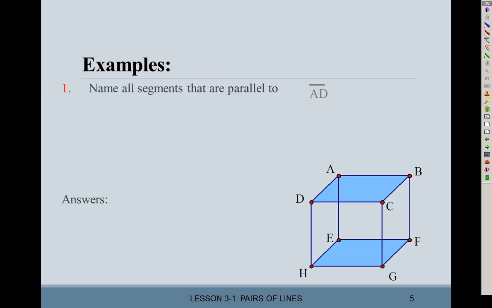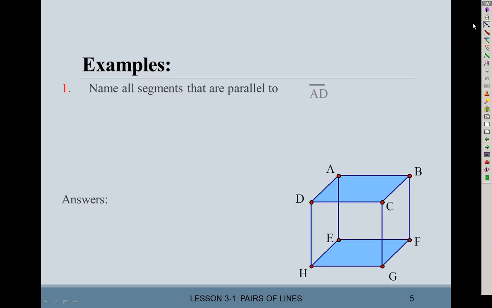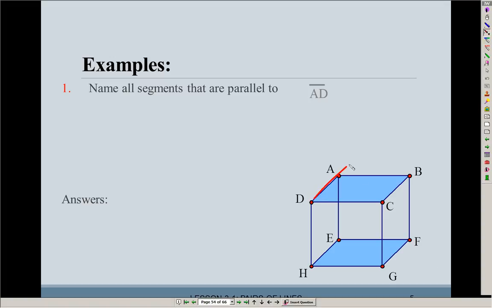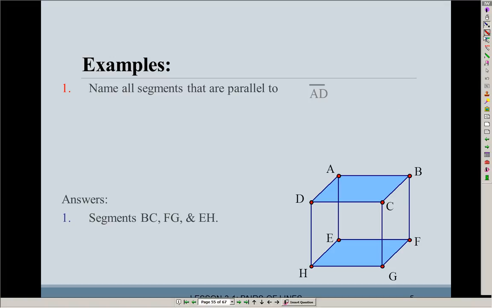So let's do some examples. Name all segments that are parallel to segment AD. Well, here's segment AD, and all segments parallel to that are all of the other ones that are slanted in the same direction. So that's segment BC, segment FG, and segment EH. And when you write these, make sure you write the segment bar on top.